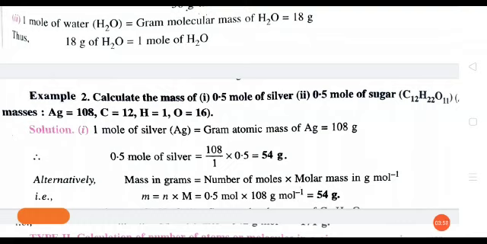So mass in gram is equal to number of moles into molar mass in gram per mole. By putting the value, 0.5 into 108, on multiplying it we will get 54 gram. This is the required answer. 0.5 mole of sugar is homework for you.